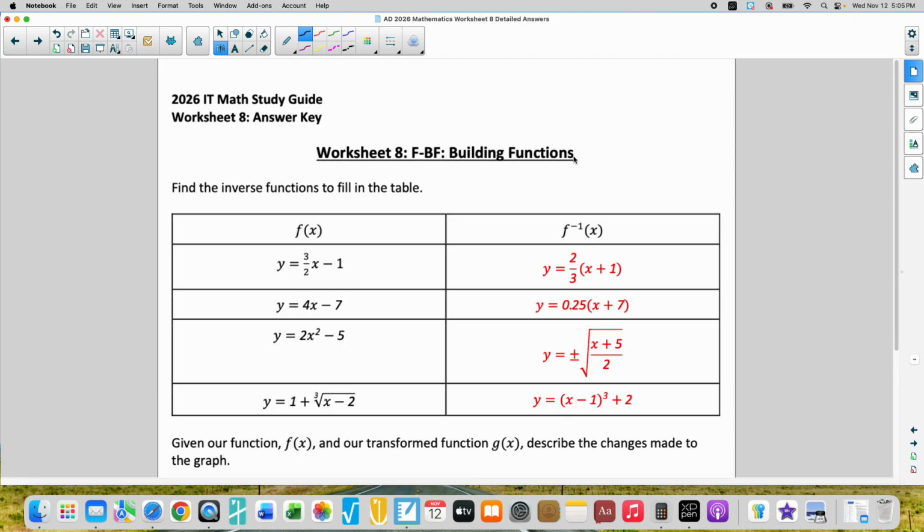So dilations, functions, shifting. These are called characteristics, I think. Characteristics or transformations, yes. All right.